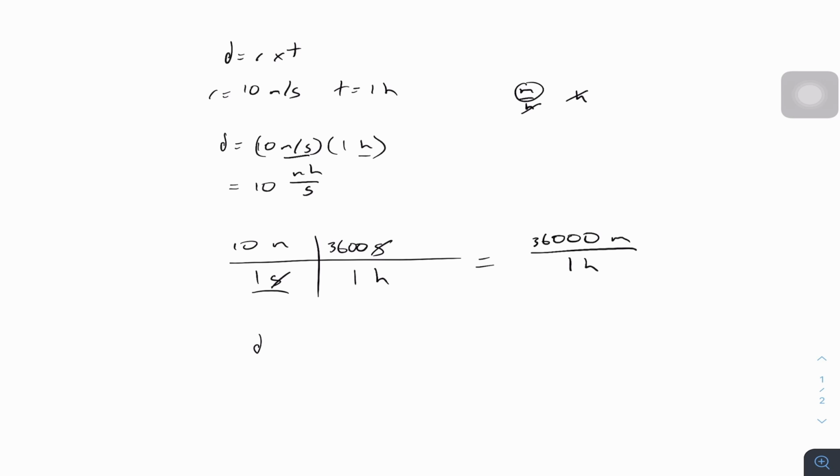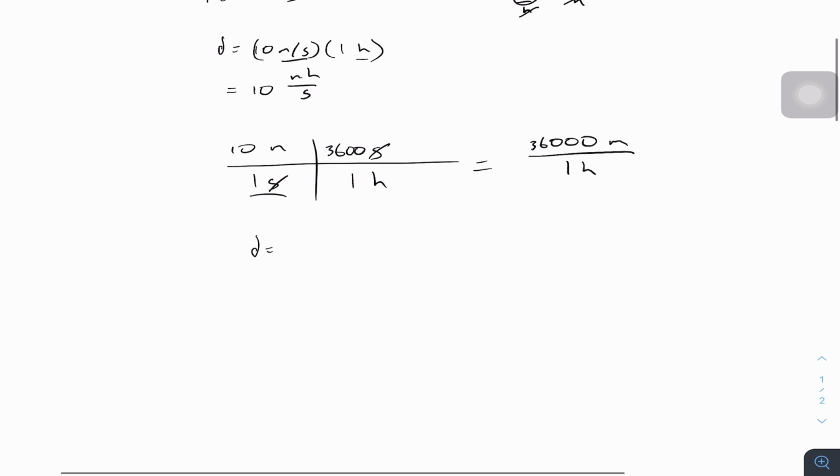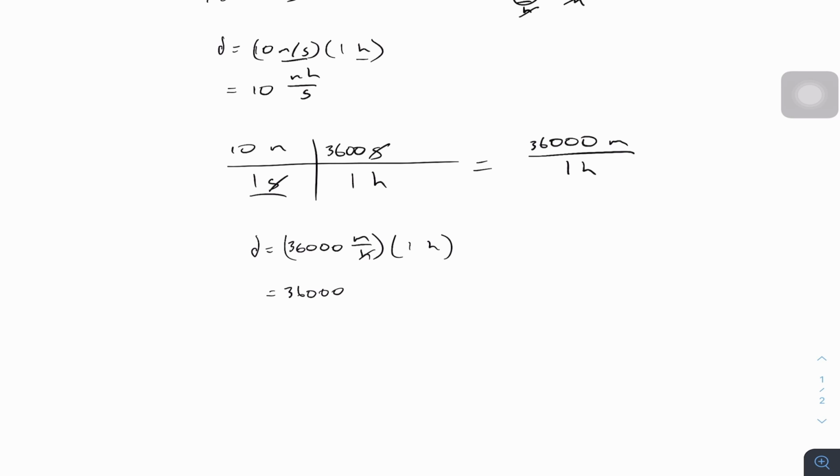So now when we plug it into the distance formula, we get d equals 36,000 meters per hour times 1 hour, which is 36,000 times 1 is 36,000. And when we multiply meters per hour times hour, the hours at the bottom of meters per hour cancel out. So we're left with just meters. So 36,000 meters.